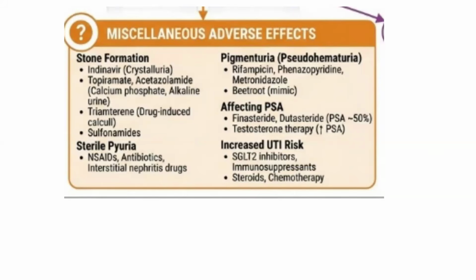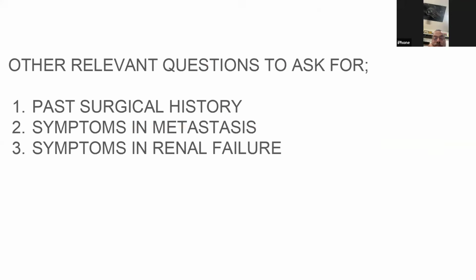Sterile pyuria is found in patients taking NSAIDs, regular antibiotic therapy, interstitial nephritis drugs. Pseudohematuria by rifampicin, phenazopyridine, metronidazole, or beetroot, which may mimic it. PSA can be affected by finasteride and dutasteride or testosterone therapy. And UTI risk is increased by SGLT2 inhibitors, immunosuppressants, steroids, and chemotherapy. So by this, we have completed the symptomatology. And in the history part, we have to ask for certain other relevant history, which may include past surgical history, symptoms which may be found in metastasis, and symptoms which may be found in renal failure.